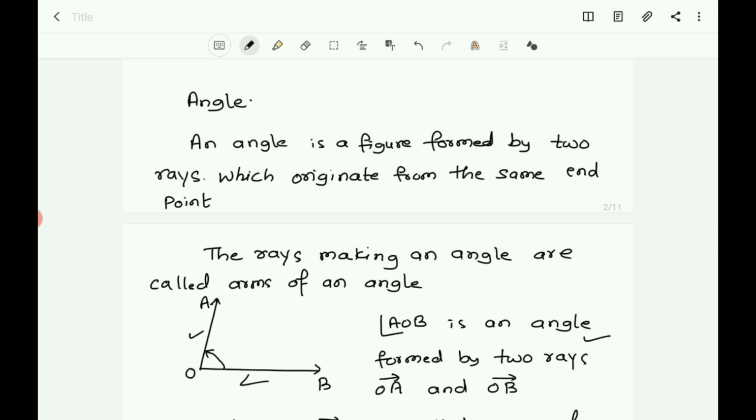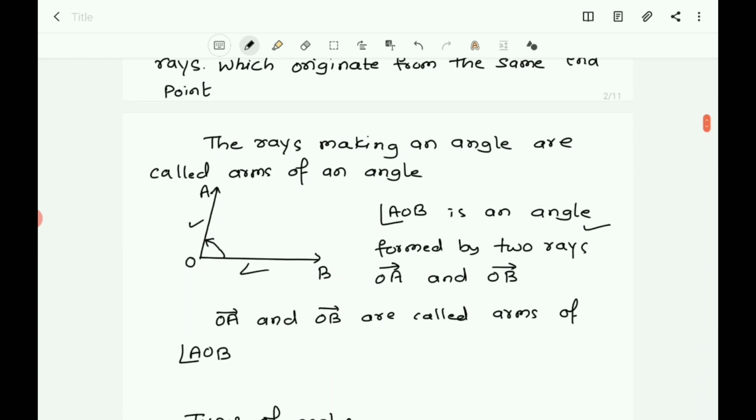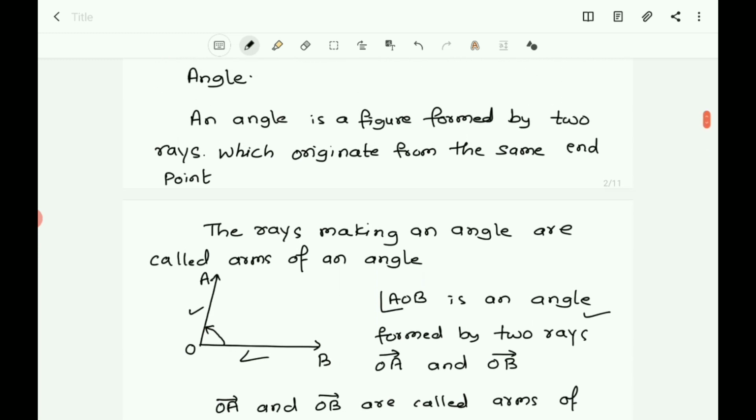The rays making an angle are called arms of an angle. Here OA and OB are called arms of angle AOB. So what is an angle? An angle is a figure formed by two rays which originate from the same endpoint.